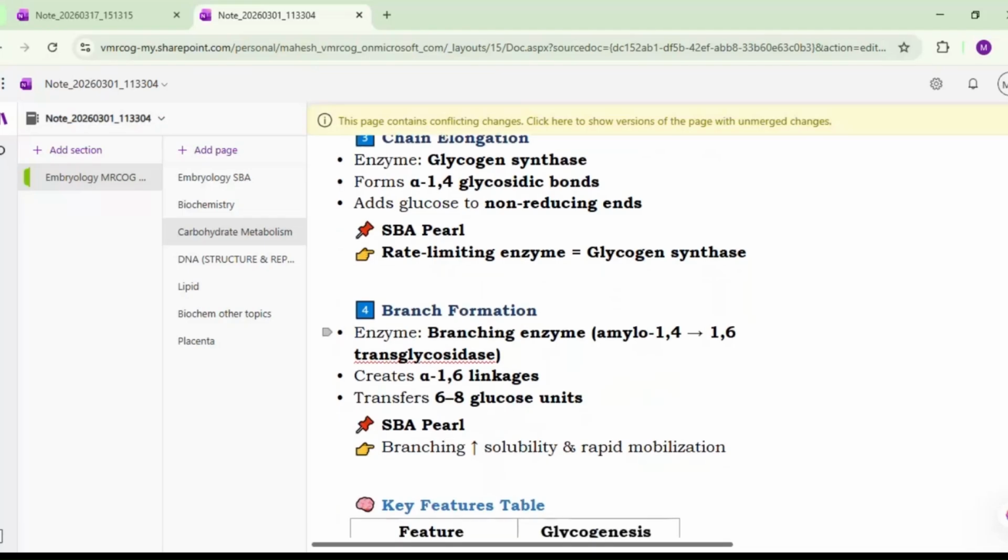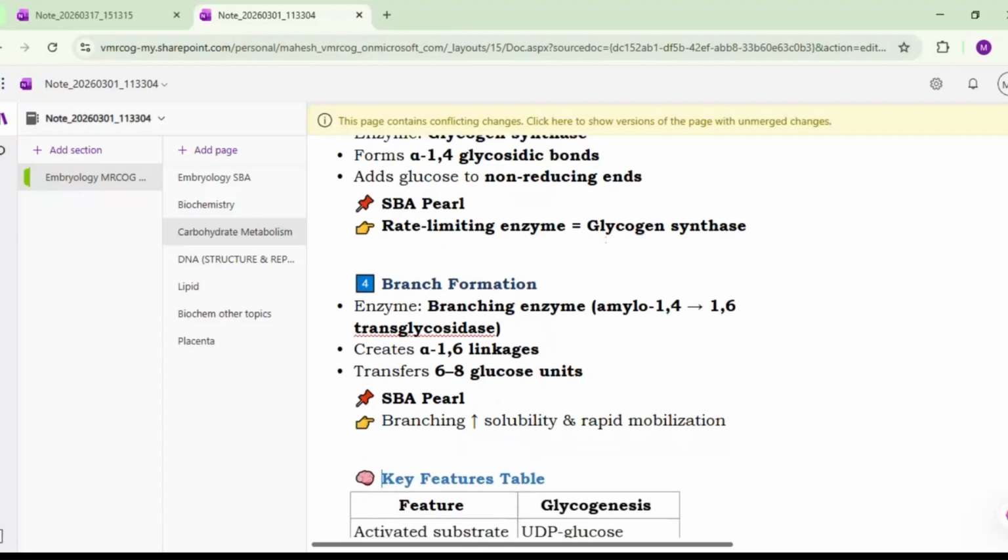Next is branch formation. The enzyme is the branching enzyme, amylo 1,4 to 1,6 transglycosidase, and it creates alpha 1,6 linkages, transferring 6 to 8 glucose units. Branching will lead to an increase in solubility and rapid mobilization.